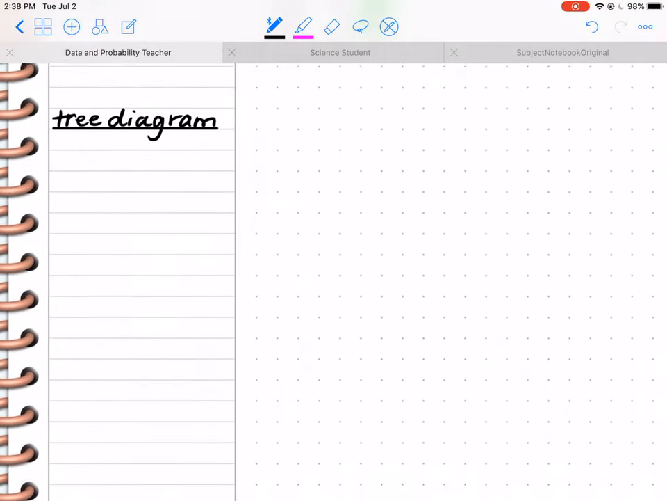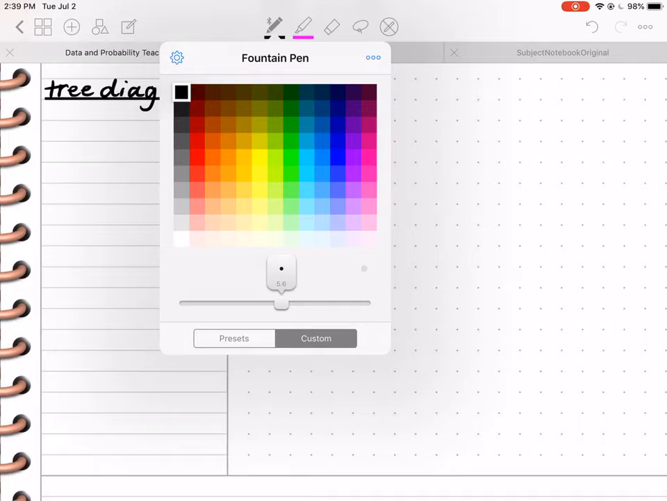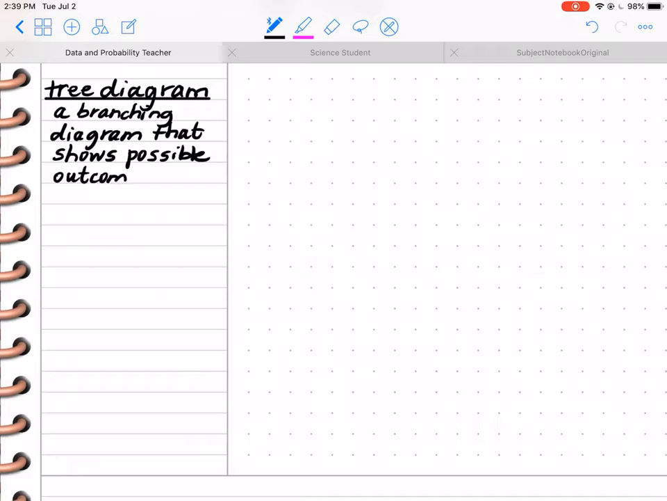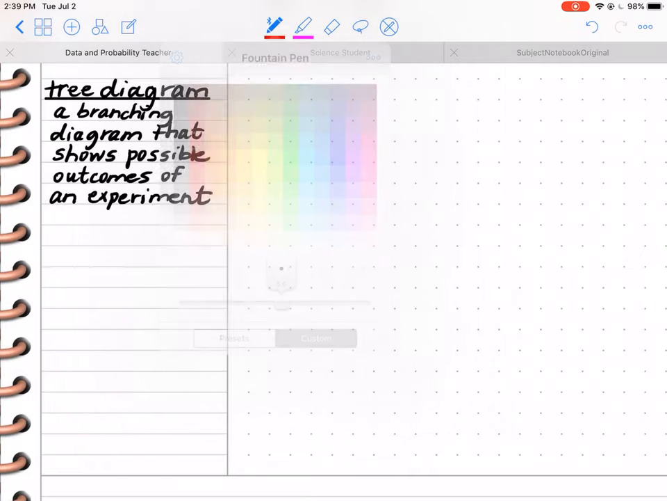Okay, let's look at a tree diagram, and let me give you the definition of that first, and then I'll show you how to make one of these. A tree diagram is a branching diagram that shows possible outcomes of an experiment. So we're still dealing with experiments and outcomes and all that good stuff, but we're looking at this in a specific kind of diagram. So here's the experiment.